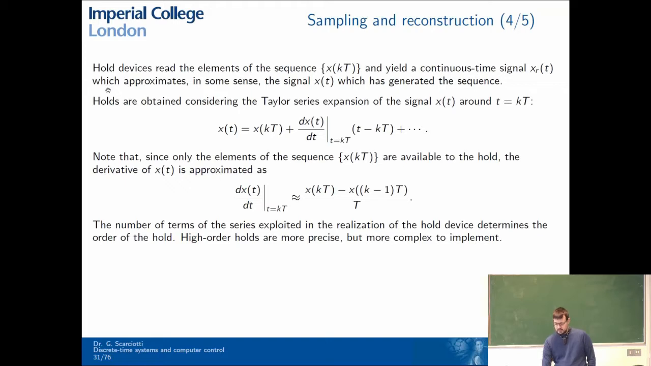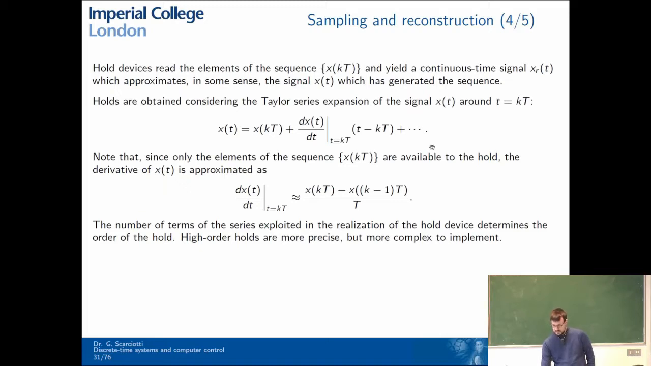Basically, a hold device is based on the idea of the Taylor series expansion. So if we consider the signal x(t) and we expand the signal around the sampling time kT, then we obtain this Taylor expansion. Now, obviously, we don't actually have this derivative because we are in the discrete time domain, and so this derivative has to be approximated. So this derivative is approximated at the time t equal to kT as the difference of the value at this instant of time minus the value of the previous sampling time, divided by the sampling time. So this is a discrete approximation of this derivative.